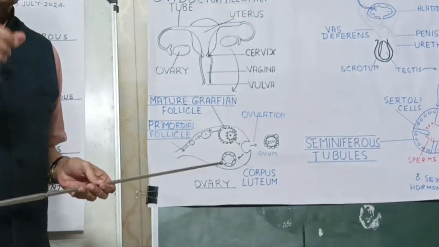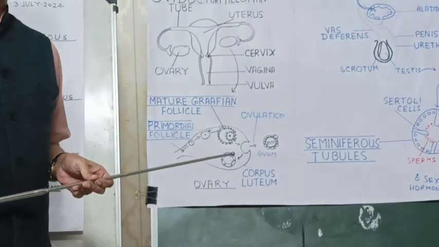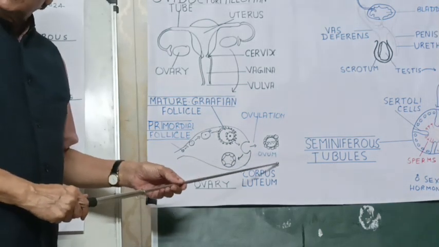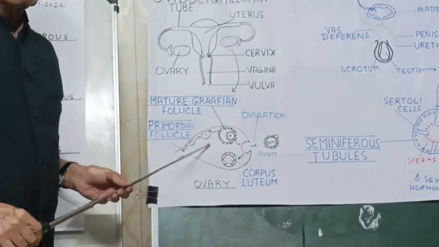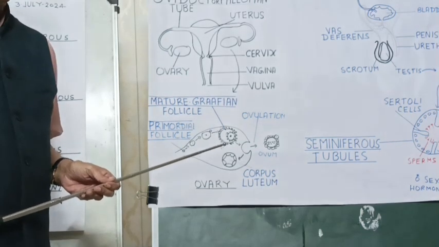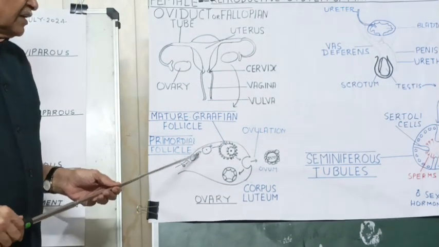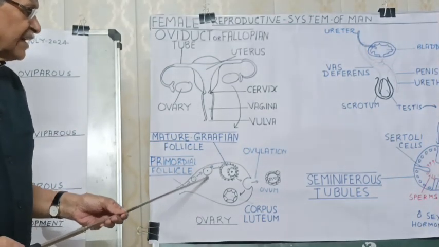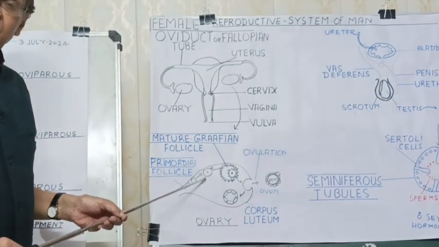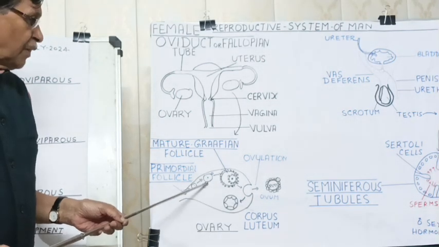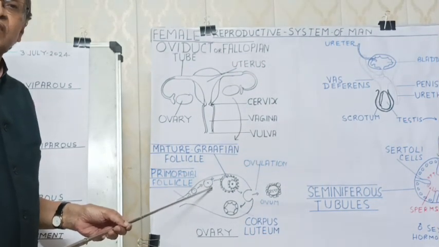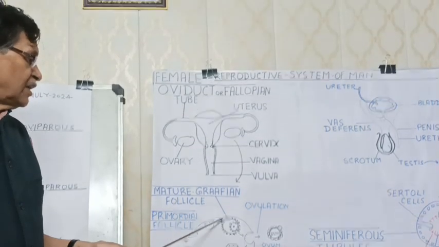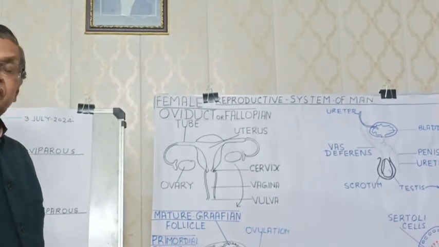But out of these 5 lakh primordial follicles, only about 500 cells reach the final stage of development. Rest of them die in between. The developing follicle draws nourishment from surrounding cells and it enlarges. After metabolism of the cells, a fluid-filled cavity, the antrum, is formed. It is called the mature Graafian follicle.